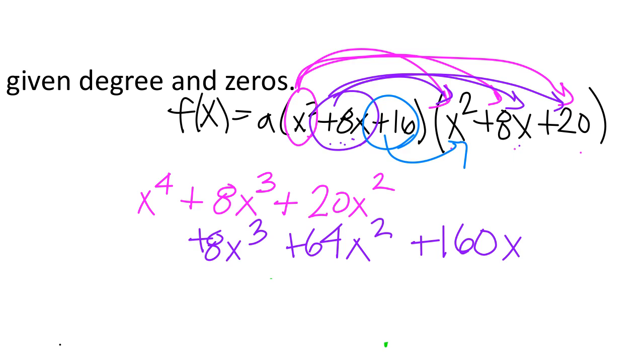16 by x squared will be plus 16x squared. 16 by 8, I do not know this off the top of my head. Handy dandy calculator to the rescue. 8 times 16 gives me 128x.